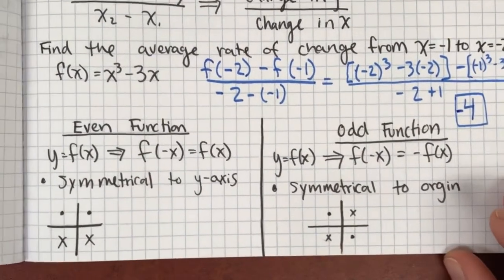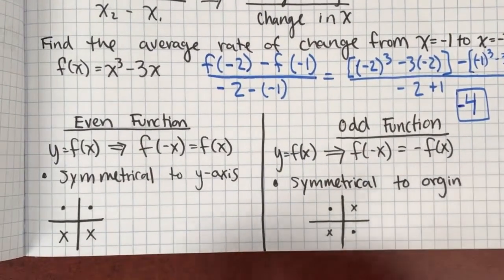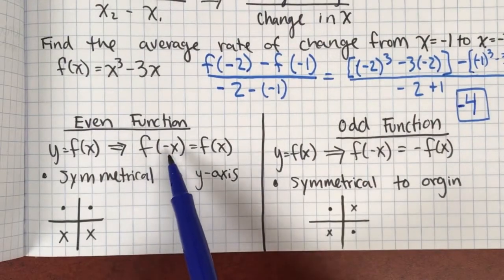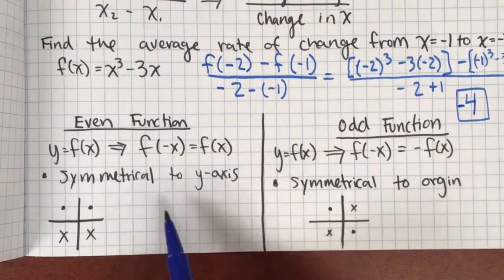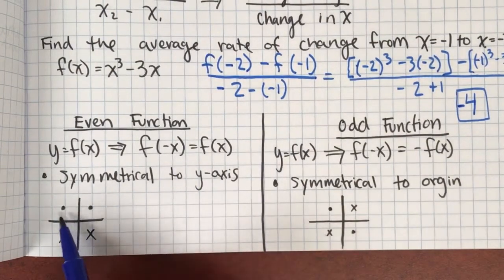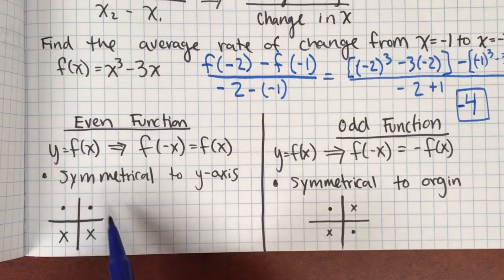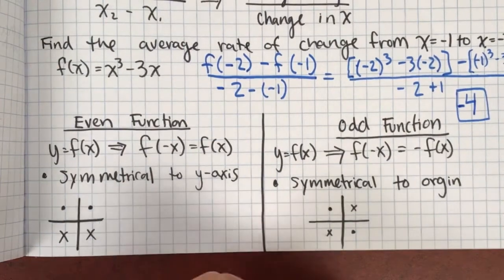All right, the last thing we're going to talk about are even and odd functions. An even function, if I plug in a -x, I'm still going to get the same function out. Okay, it's symmetrical to the y-axis. So if I have a dot over here, the dot's going to be on the same side. Same with my x. The x will be transferred over to the same side, just over that y-axis.